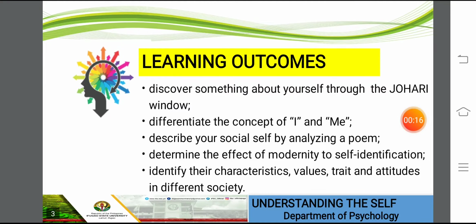So, at the end of our learning session, you are expected to discover something about yourself through our Johari window, differentiate the concept of I and me, describe your social self by analyzing a poem, determine the effects of modernity to self-identification, and identify your characteristics, values, traits, and attitudes in different societies.